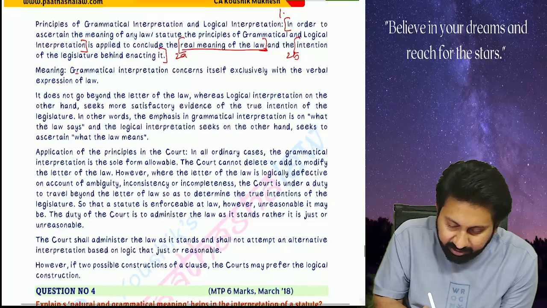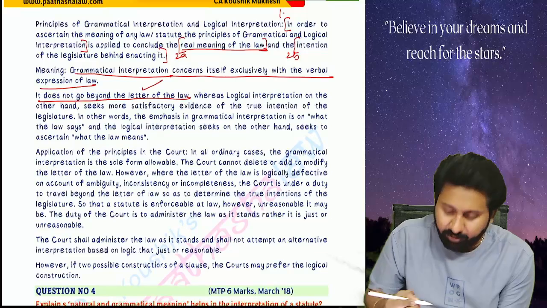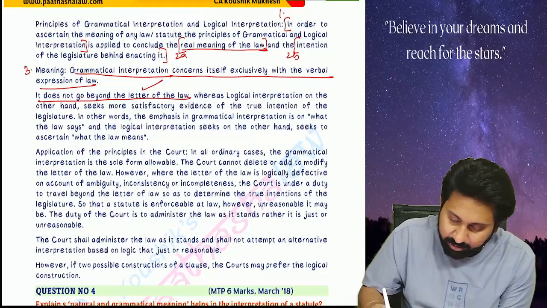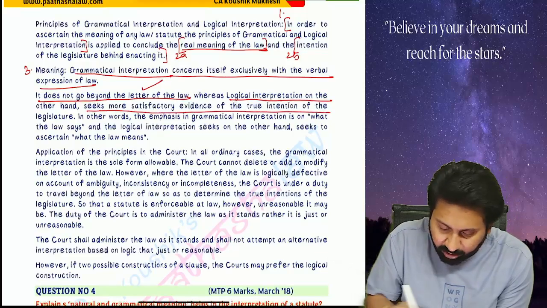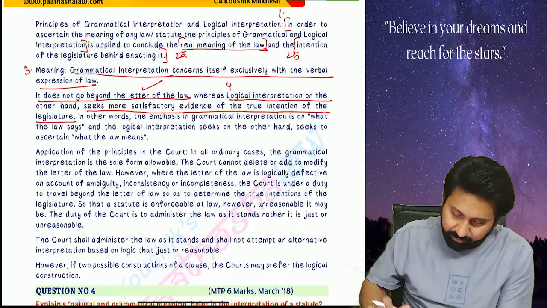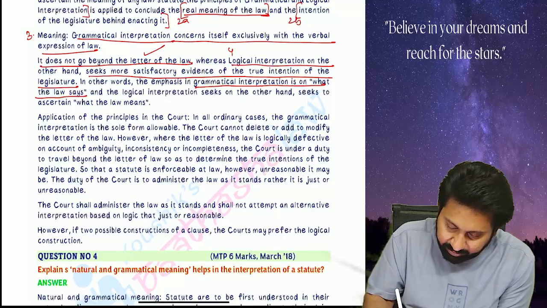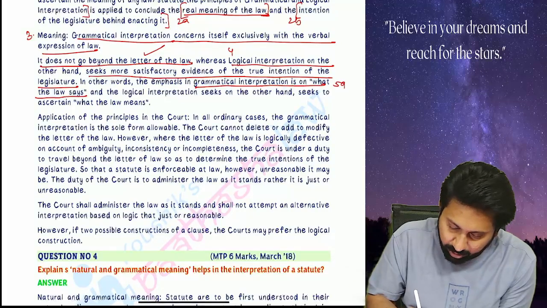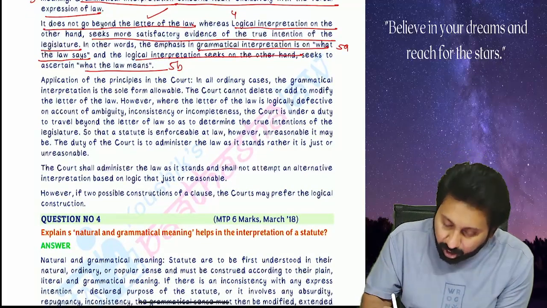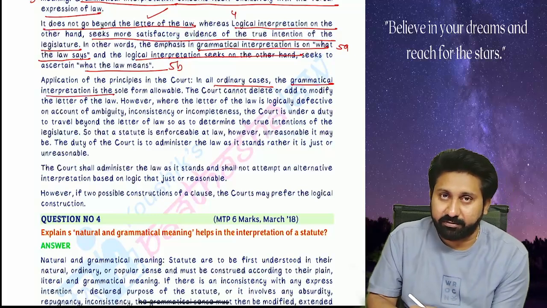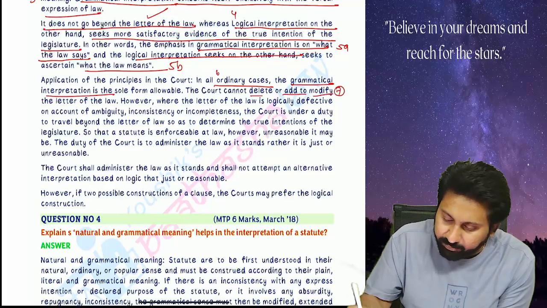Next, grammatical interpretation concerns verbal expression. It does not go beyond the letter of law. Third point: logical interpretation seeks more satisfactory evidence of the true intention of the legislature. Fourth: grammatical interpretation concentrates on what the law says. Fifth: logical interpretation concentrates on what the law meant. What will the court do? Ordinarily, the court will go by grammatical interpretation. Seventh point: the court cannot add, delete, or modify the law.